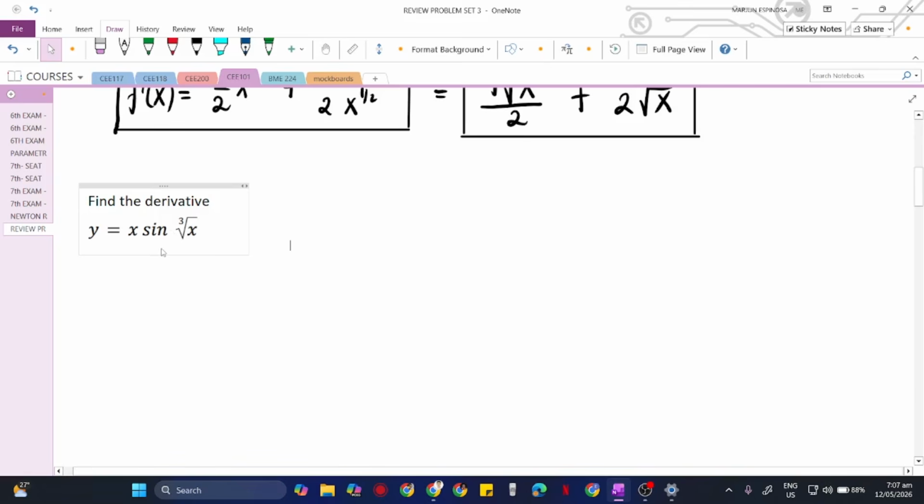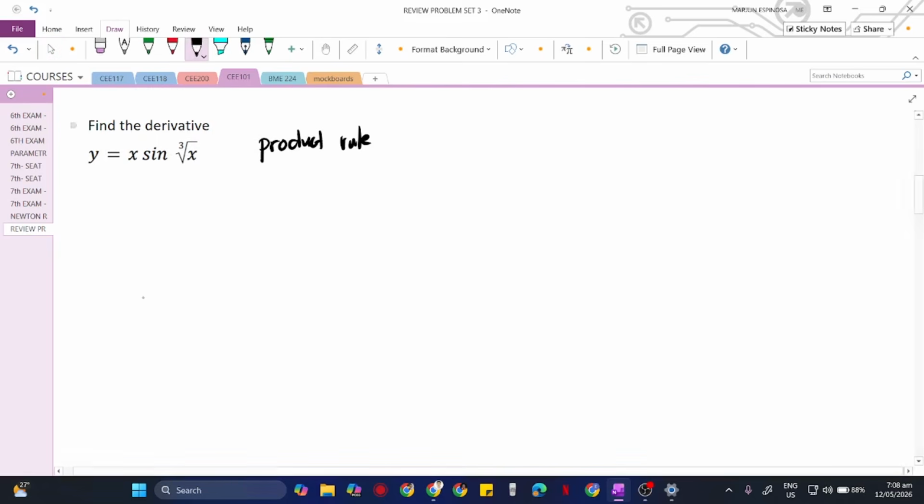Here, it is just one term. Therefore, the most appropriate method is the product rule. For the product rule, you can let u be x and v be sine cube root of x. Then our derivative is u dv plus v du.